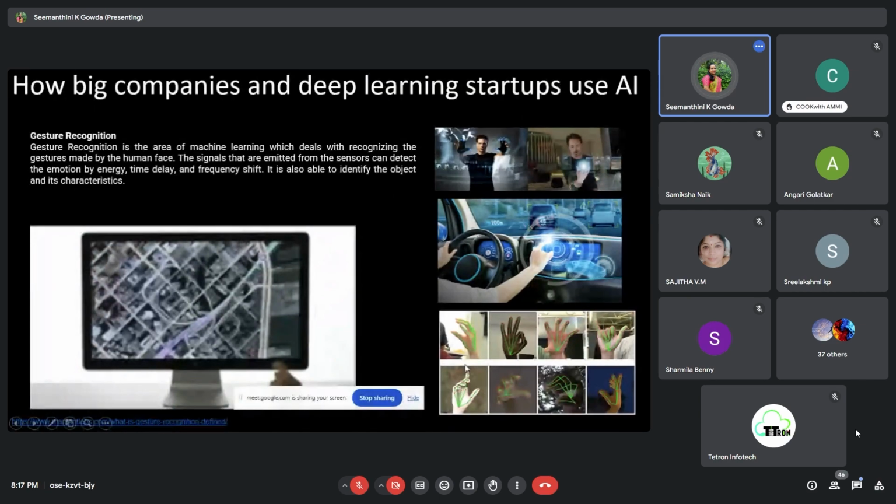This is one of the examples indicating gesture recognition, the hand gesture recognition. That is also one of the applications where we have used the concepts of AI. For example, when we need to recognize the gestures of the deaf and dumb, that is one of the major applications where we have seen the usage of AI. Right, this is the automatic self-driving car. That is what the image indicates.